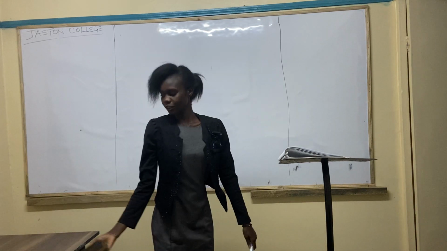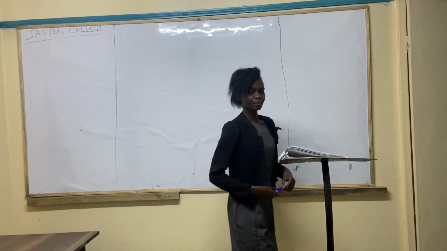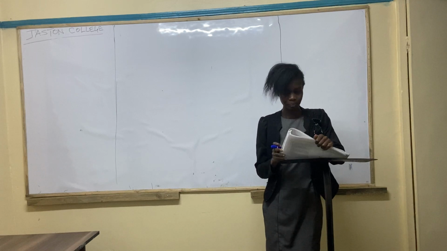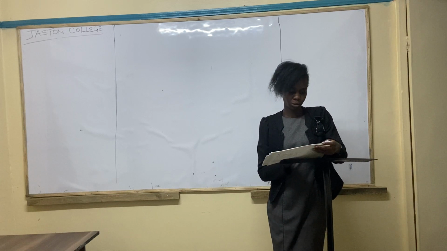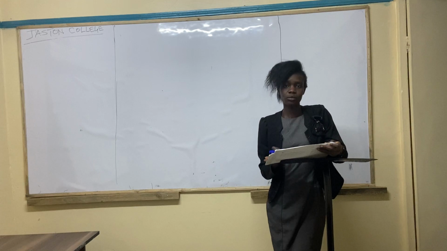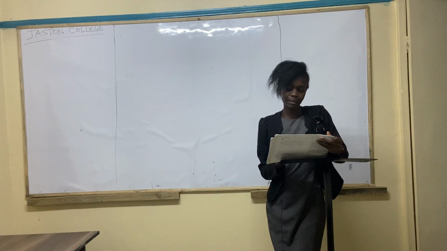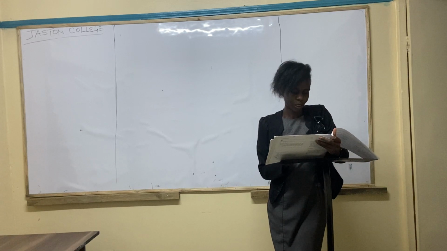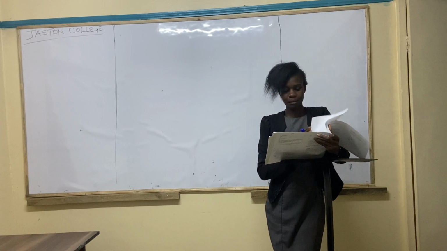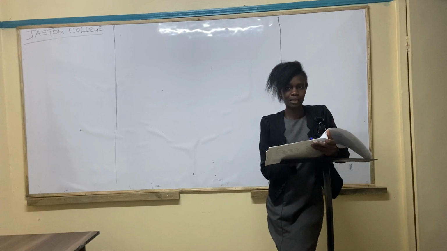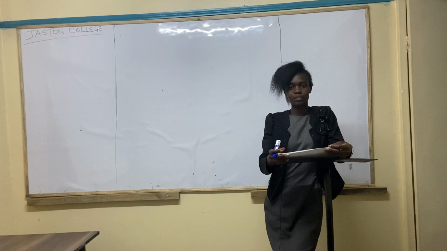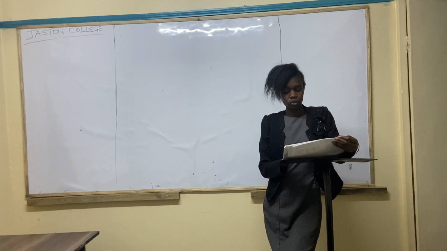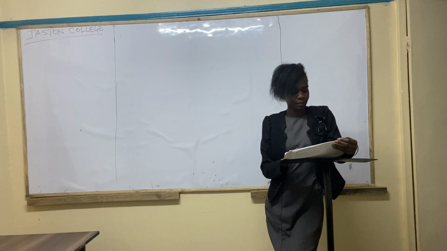So first we are going to discuss what is a library and the role of library in different institutions. We also have the types of library and classification of library materials. So in a library we have different materials. We have books, magazines, novels, journals, and so many other things.